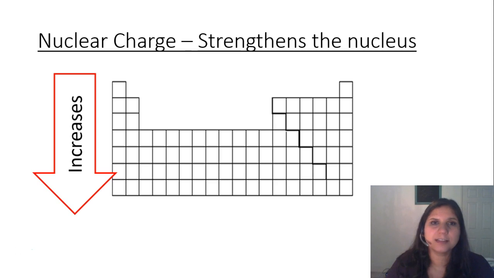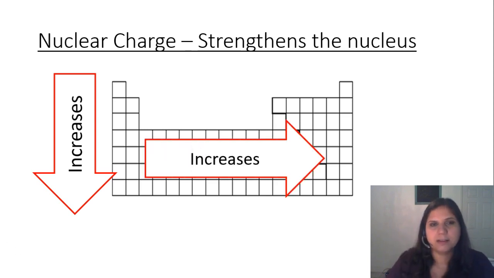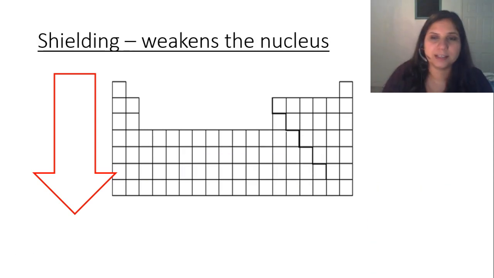So let's discuss the trend in nuclear charge. From top to bottom, the atomic number increases. So the number of protons increase, so the nucleus gets stronger and stronger that way in terms of nuclear charge. And then from left to right, we are also increasing in the atomic number. So the number of protons are increasing and the strength of the nucleus or nuclear charge increases. And next we'll discuss the trend in shielding.